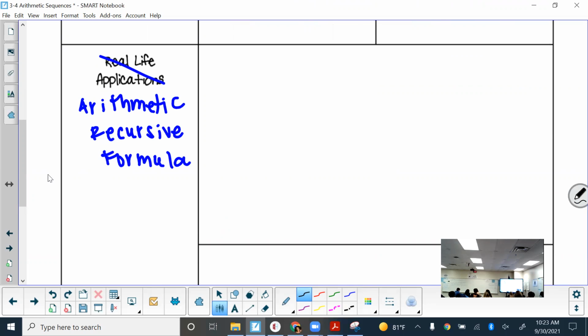So here's the rule in black that you need to write. It's going to be a sub n equals a sub n minus 1, so both of these are a subscript, and then plus d. So a sub n equals a sub n minus 1, and then plus d. Also, you have to put a semicolon and then put what a sub 1 equals, which is your first term.